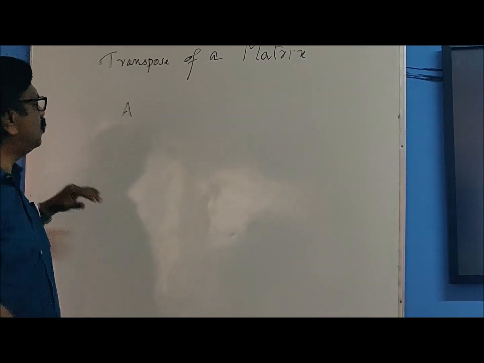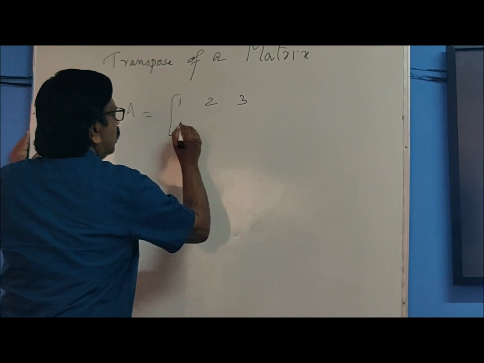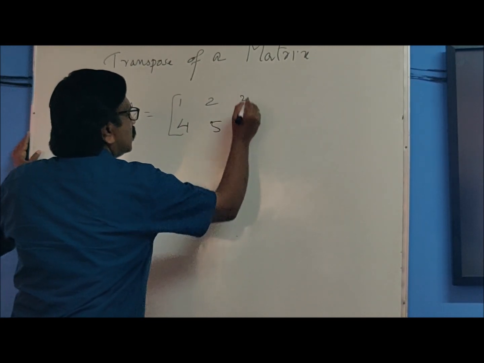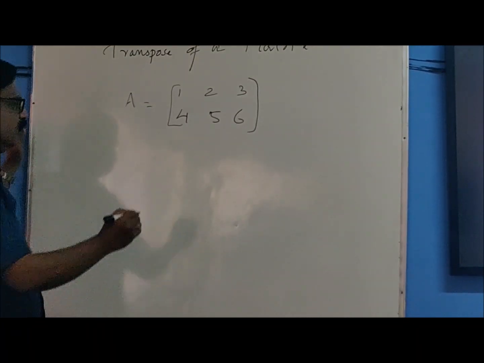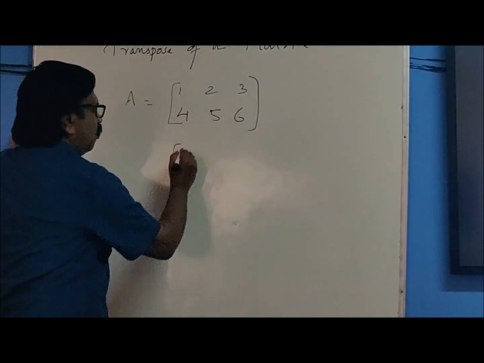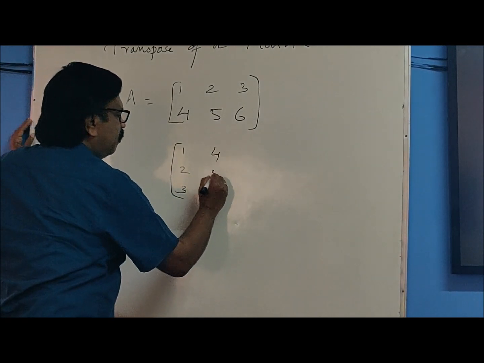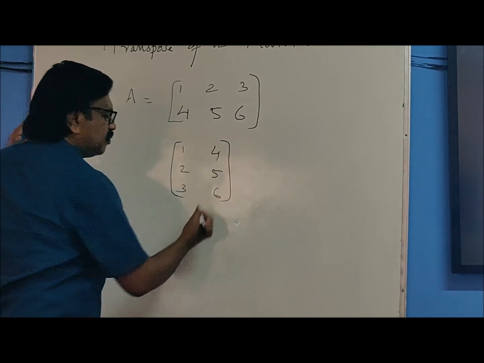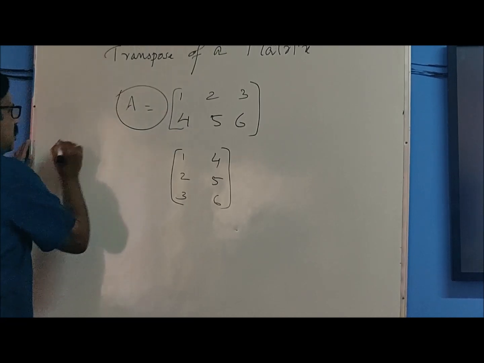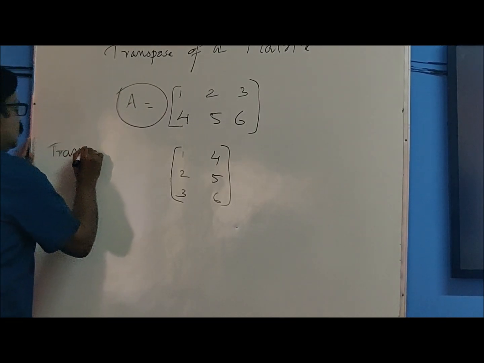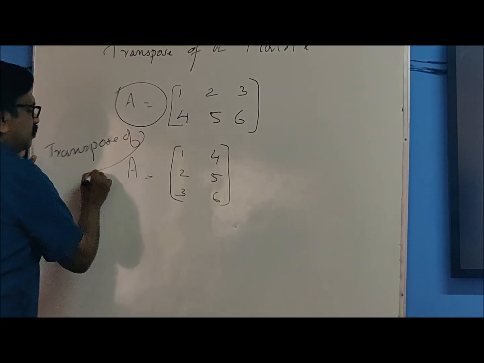You see here, suppose A is the matrix 1, 2, 3, 4, 5, 6. Now, if we interchange, the rows will become columns. The first row, 1, 2, 3, and the second row will become the second column. This is a new matrix. This new matrix is the transpose of the given matrix, the transpose of A.